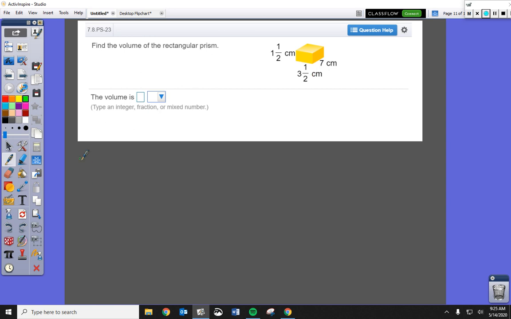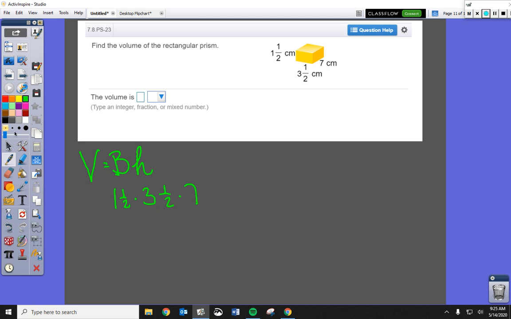This video is going to be exceptionally long. Volume equals area of the base, or length times width, and then times the height. So we have 1 1/2 times 3.5 times 7. Let's round these up to 2 and 4. 2 times 4 is 8. 8 times 7 is 56. It should be under 56.